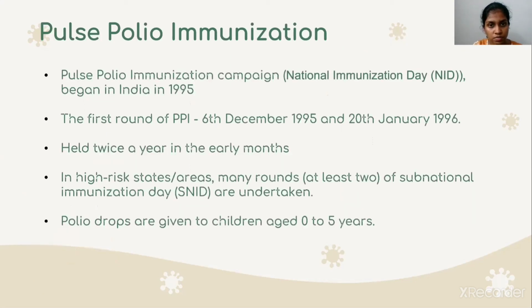The next one is pulse polio immunization, which is a national program conducted by India. In 1988, India signed a resolution for the elimination of polio, and it was passed by the World Health Assembly. So the pulse polio immunization campaign came into being. This is also known as the National Immunization Day. It began in 1955 and was held for the first time on 6th December 1995 and 20th January 1996. In high-risk states, many rounds of sub-national immunization days are undertaken, and it is given at least 2 times a year.